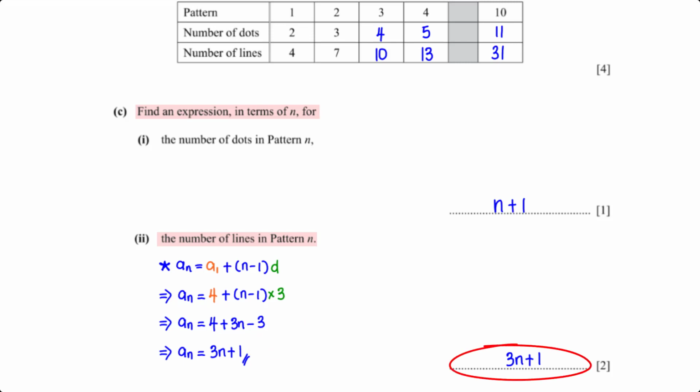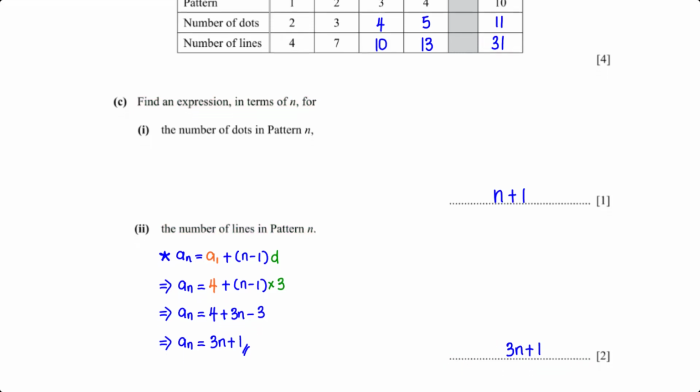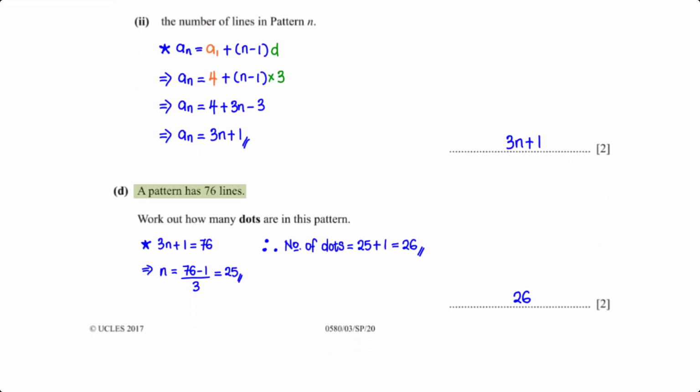We can use this formula to get the number of lines in pattern 10 by substituting n equals 10 into 3n plus 1. This gives us 3 times 10 plus 1, which is equal to 31. A pattern has 76 lines. Work out how many dots are in this pattern. First, we need to find the pattern n, which has 76 lines. So we equate 3n plus 1 to 76. When we make n the subject, we get 25.